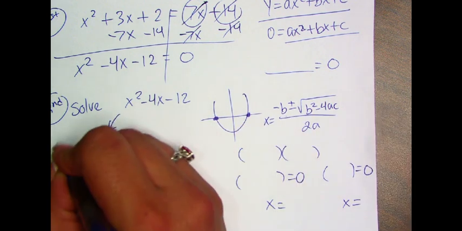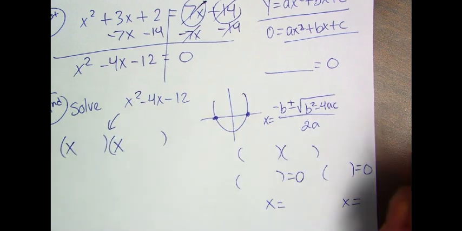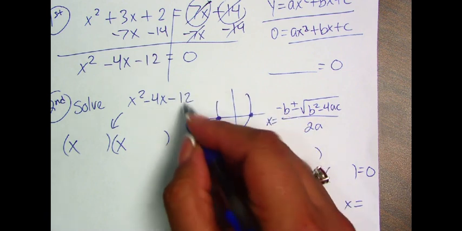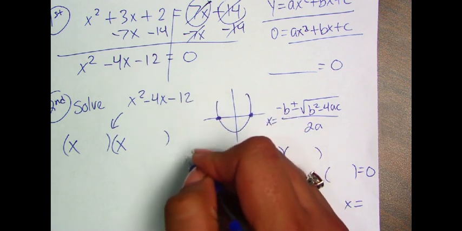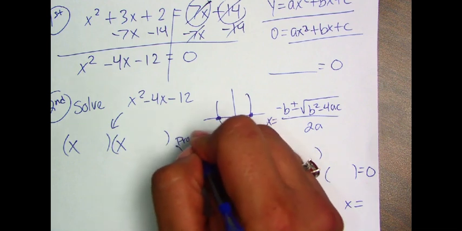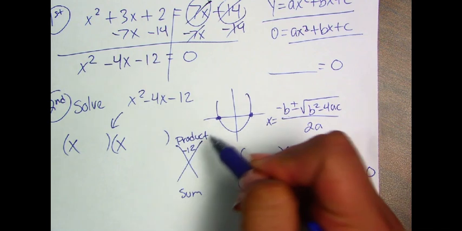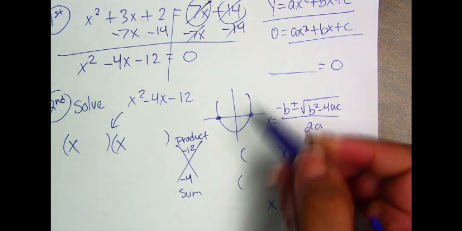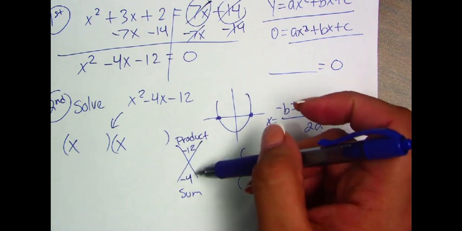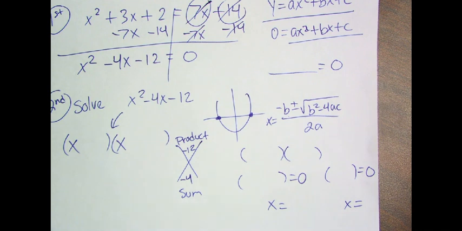To do the factoring method, you remember that x squared is created by doing x times x. And then for the negative 12, we need to consider what factors you multiply to get negative 12. I like to use an x to organize the product-sum strategy. So the product is negative 12 and the sum is negative 4. What two numbers do I multiply to get negative 12, and when I combine them, they end up being negative 4?